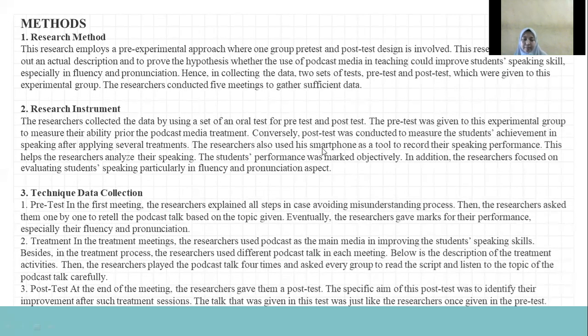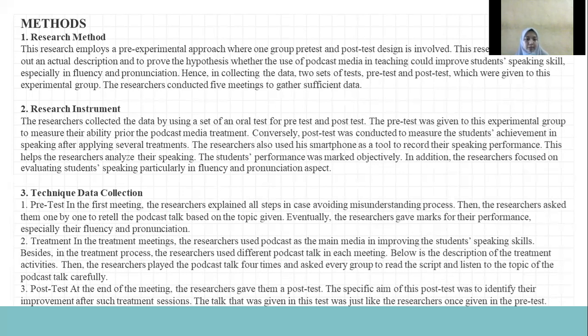And next, the methods. Number one, research method. This research employs an experimental approach where one group takes a pre-test and post-test design. This research aims at finding out an actual description and proving the hypothesis whether the aspects of media teaching, CALL, improve fluency and pronunciation. Hence, in collecting the data, two sets of tests, pre-test and post-test, were given to the experimental group.